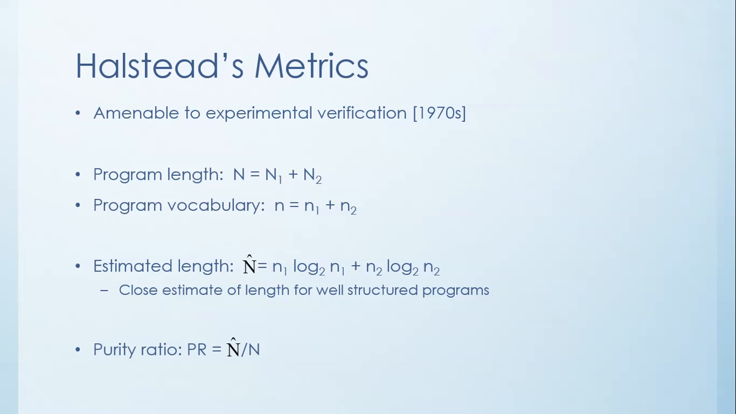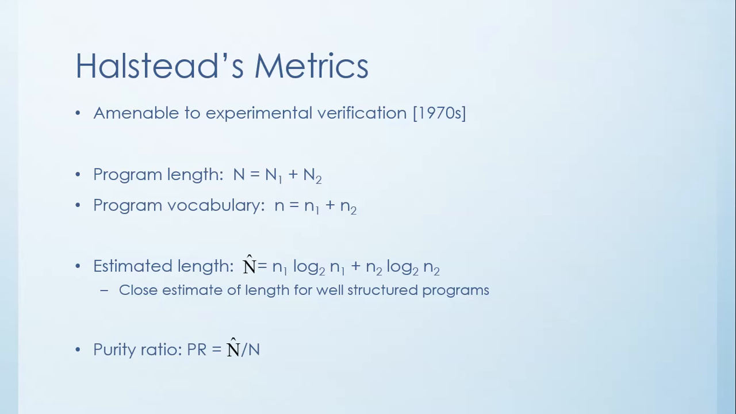So now we're actually going to talk about the metrics that we're going to actually use these little measures that we've made to talk about different things about this program. The first metric is the program length, denoted by capital N, which is just the sum of big N1 and big N2, the total number of operators and total number of operands.